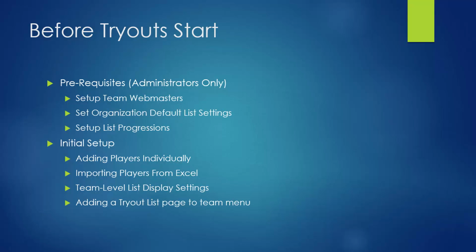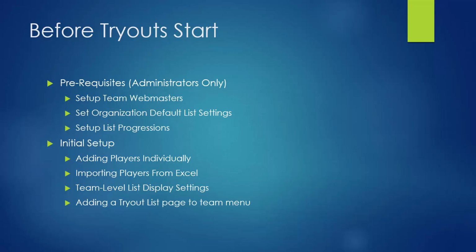be accomplished by administrators. Some of those include the setup of the team webmasters, creating or setting the organization defaults that the tryout lists are going to use to display the information on the team sites, and setting up tryout list progressions. So if, for example, your association has Team 1 and Team 2, and the players who get released or cut from the first team will then go on the tryout list for the second team, there is a way to set the tryout progressions within the site and have that happen automatically, so that when the coach or manager marks a player as released from their tryout list, it would then show up on the next one automatically.